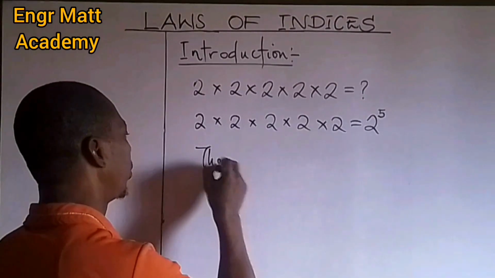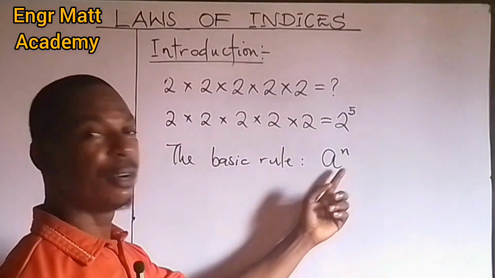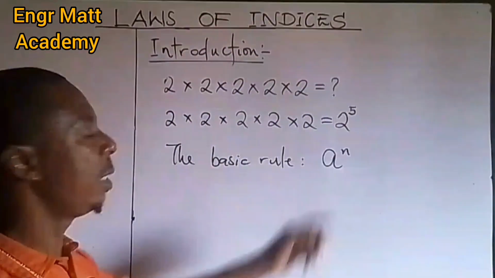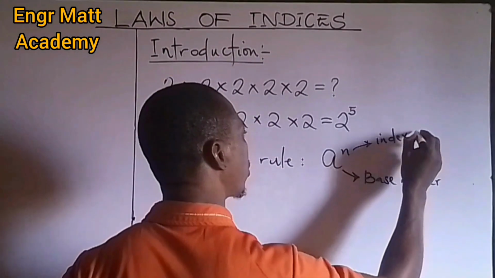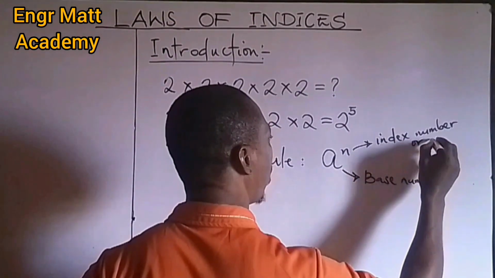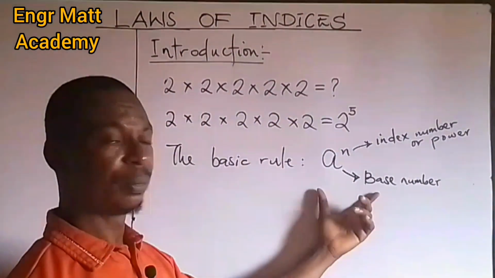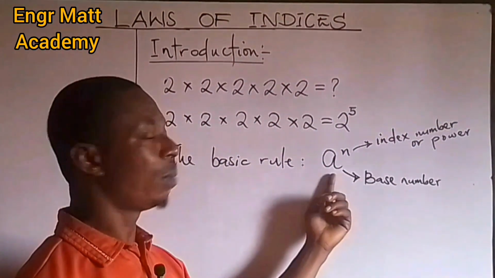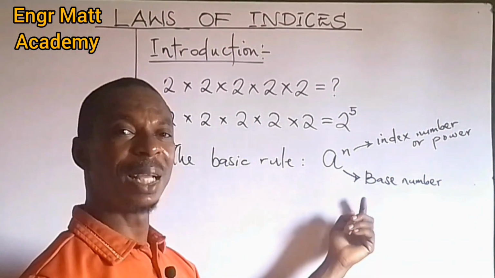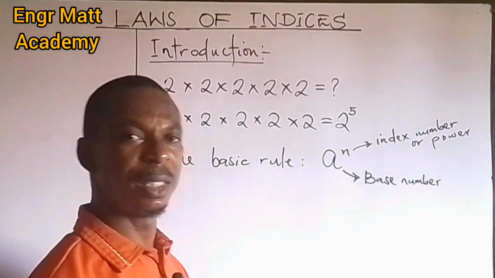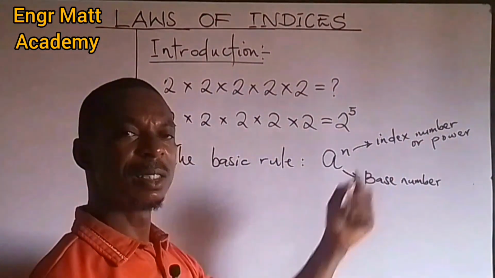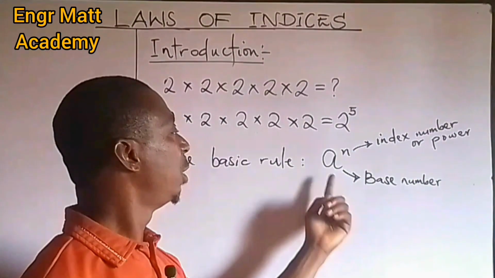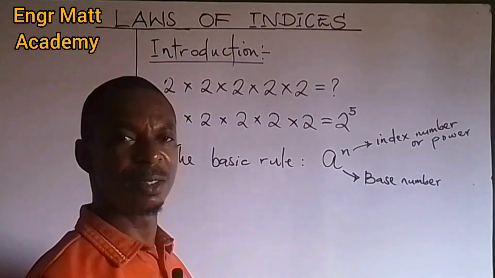The basic rule is a raised to the power n, where a is the base number and n is the index number or power. What does this mean? The base number is the number that multiplied itself repeatedly, and the n, the power or the index number, tells us how many times the base number multiplied itself.